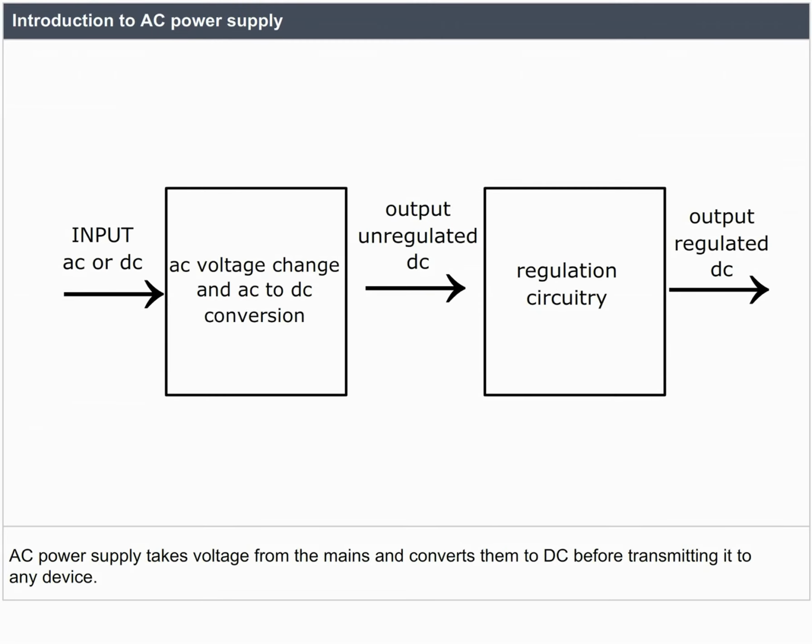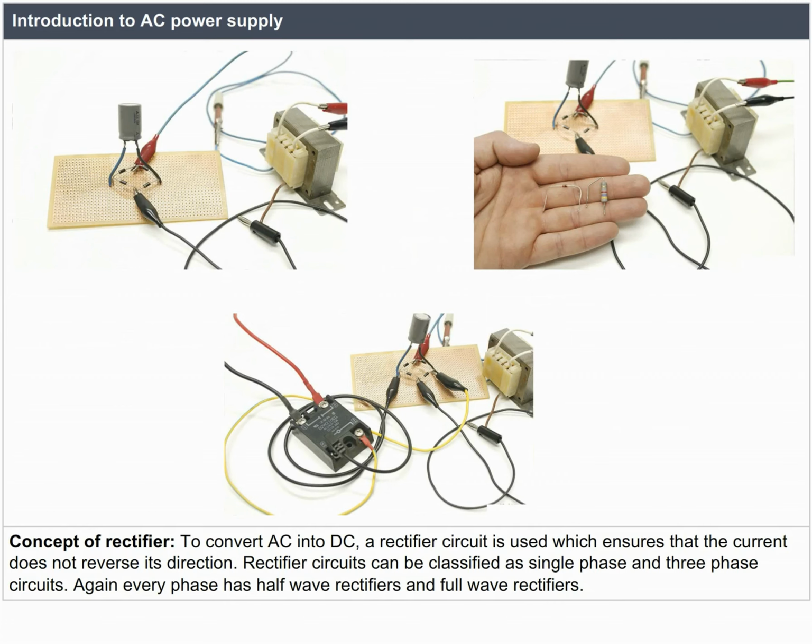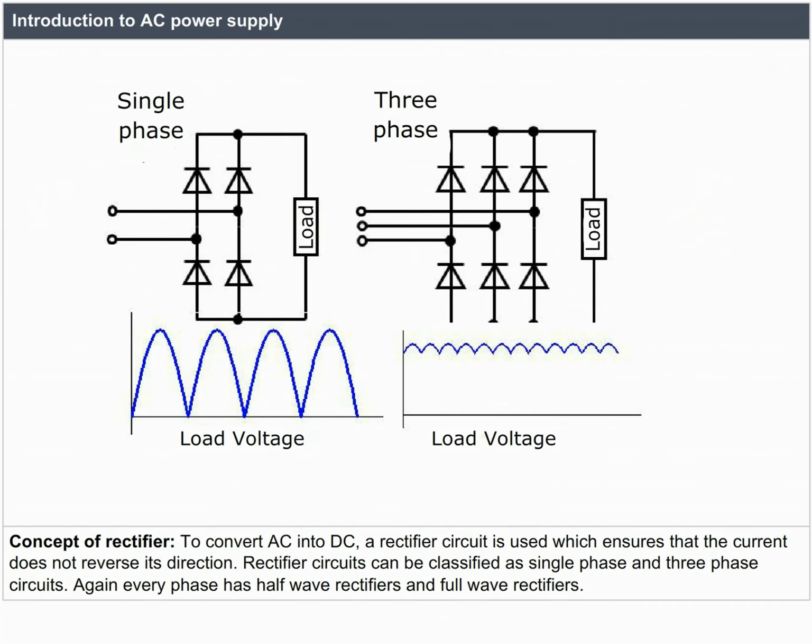Introduction to AC power supply. AC power supply takes voltage from the mains and converts it to DC before transmitting it to any device. Concept of rectifier. To convert AC into DC, a rectifier circuit is used, which ensures that the current does not reverse its direction. Rectifier circuits can be classified as single-phase and three-phase circuits.